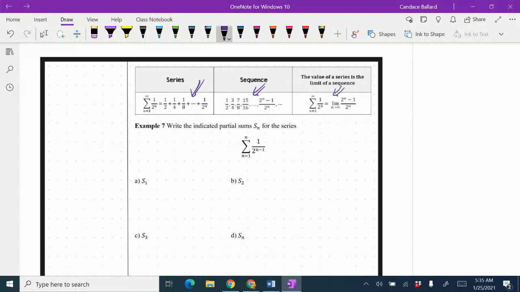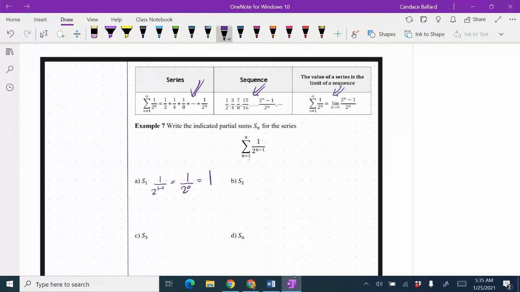So I'm going to look at this series. The sum from n equals 1 to infinity of 1 over 2 to the n minus 1, and I'm going to try to find its partial sums. I'm going to start by just plugging a 1 into it. So I get 1 over 2 to the 1 minus 1, which would be 1 over 2 to the 0, which would just be 1, because it'd be 1 over 1.